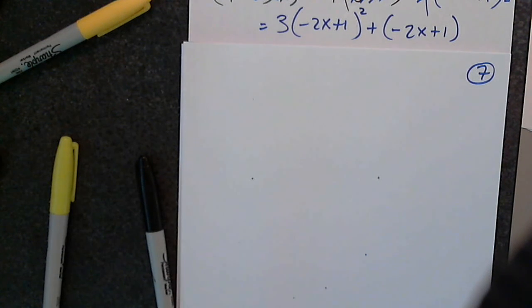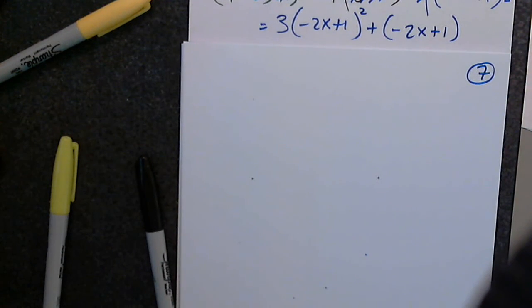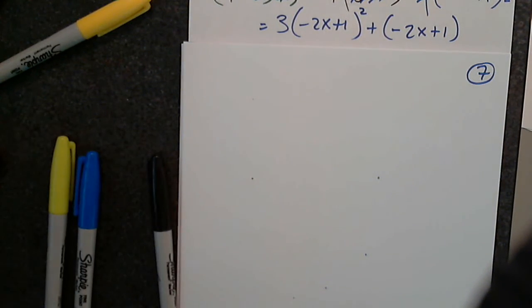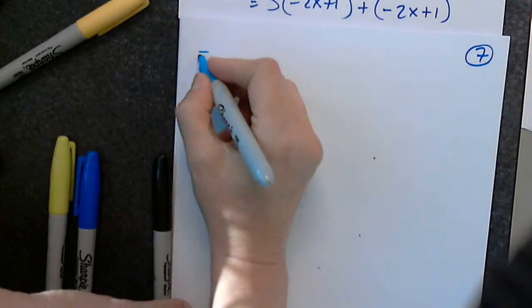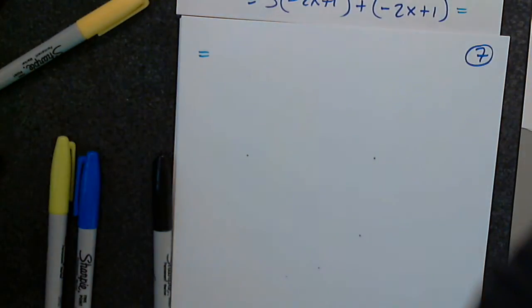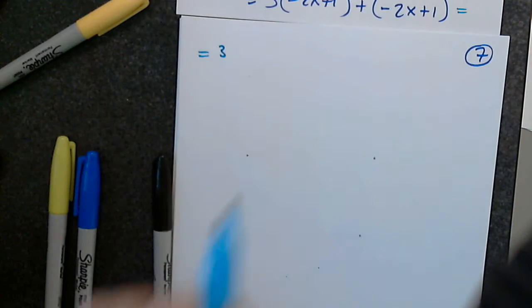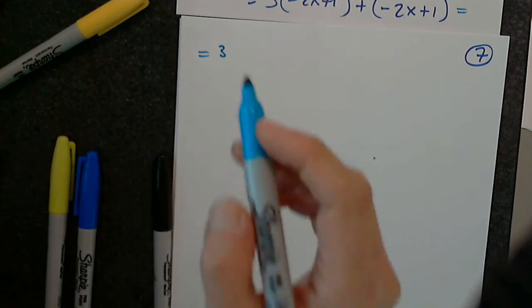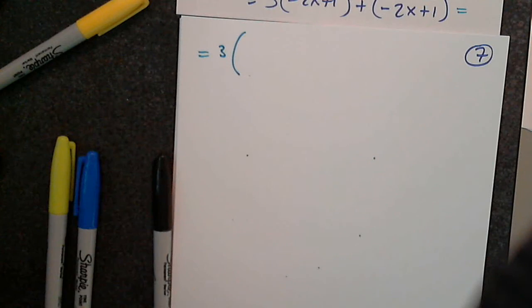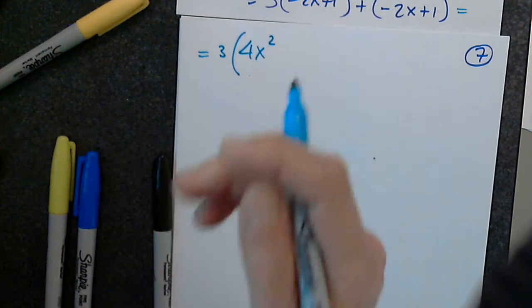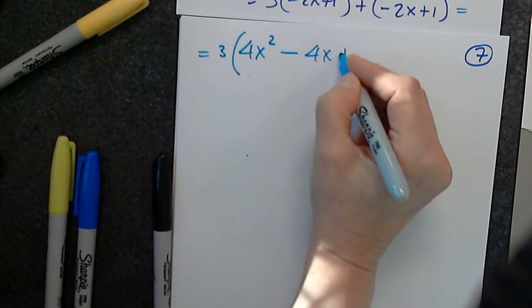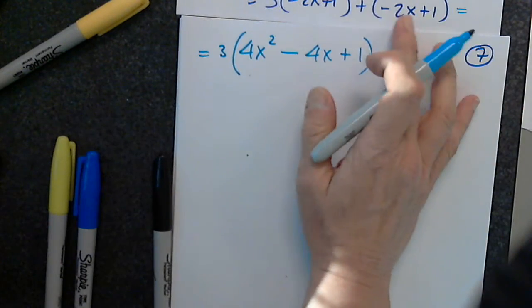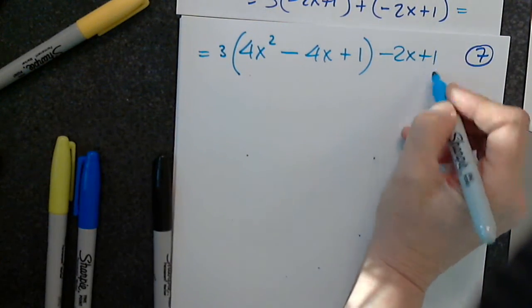Would you agree? I am sure you will remember because you understood it. Okay, so then we have to continue simplifying this. 3 stays outside. What do I do next? Very good. 4x squared, I agree. Minus 4x plus 1. I don't need parentheses here anymore, so this is negative 2x plus 1.